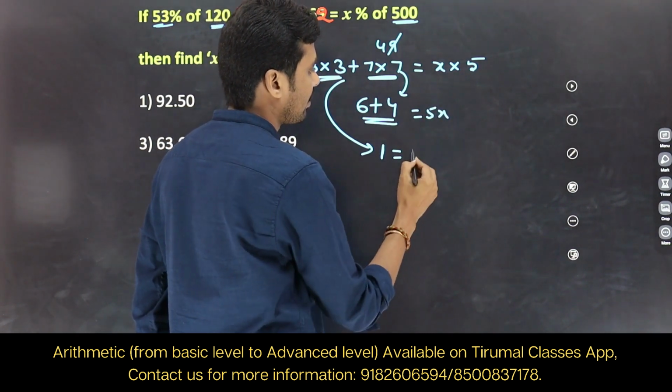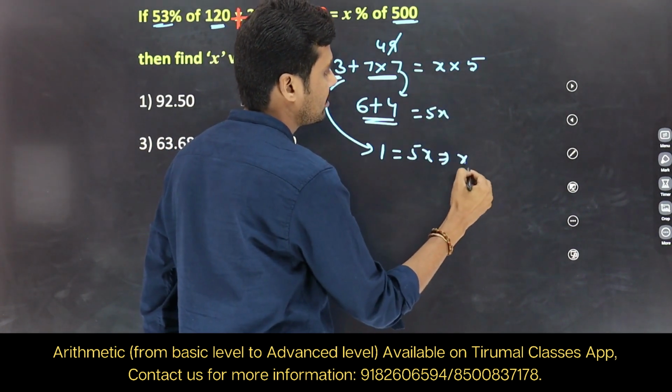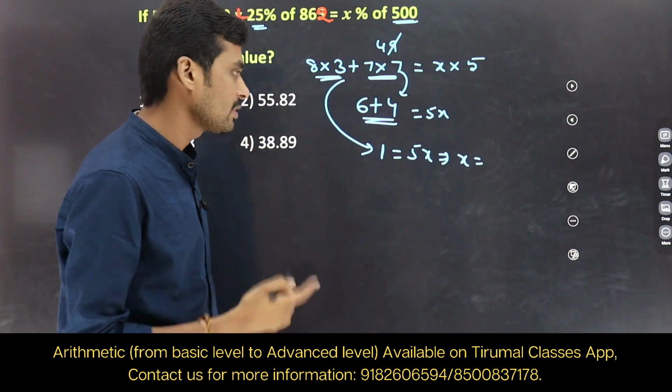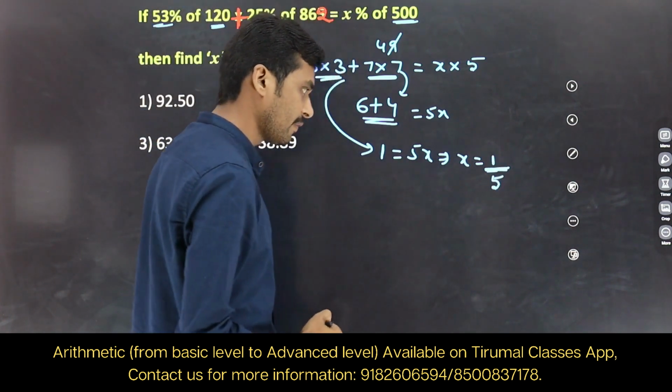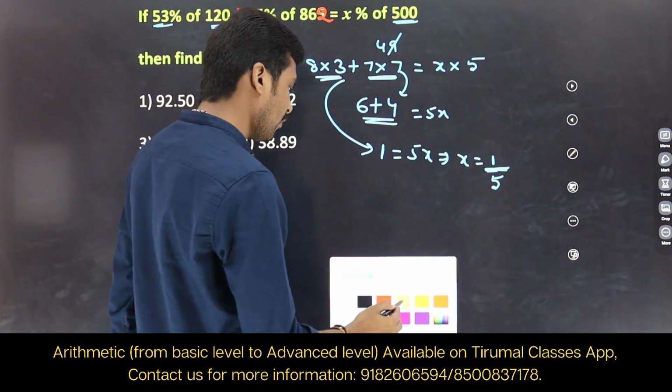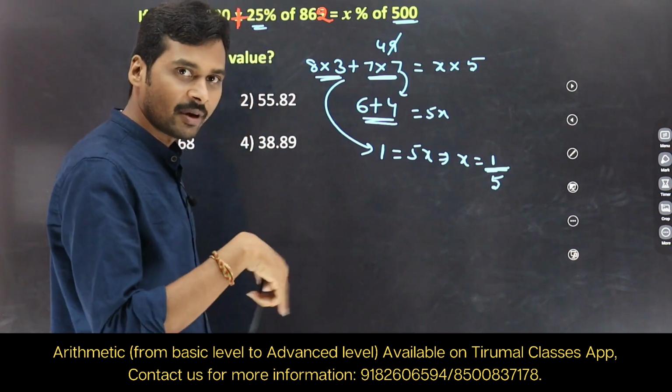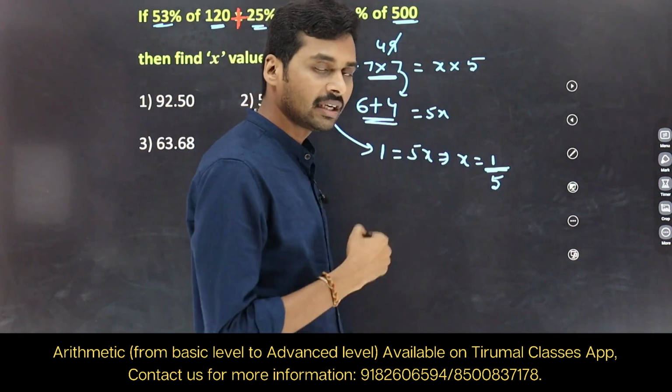Is equal to what? 5x is equal to what? 5x. So from this x value is equal to what? If 1 is equal to 5x, x value is equal to what? 1 by 5. So again it is in the form of x by y, where x by y form is given. So then immediately we will do what?